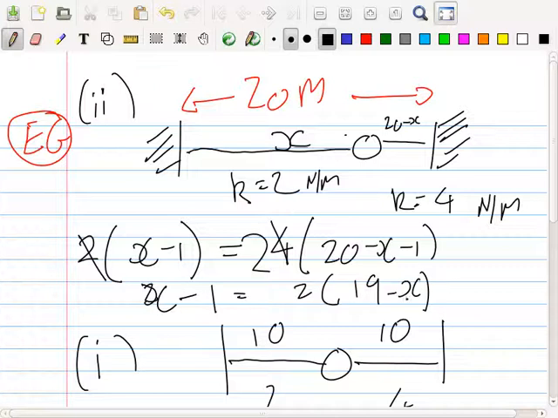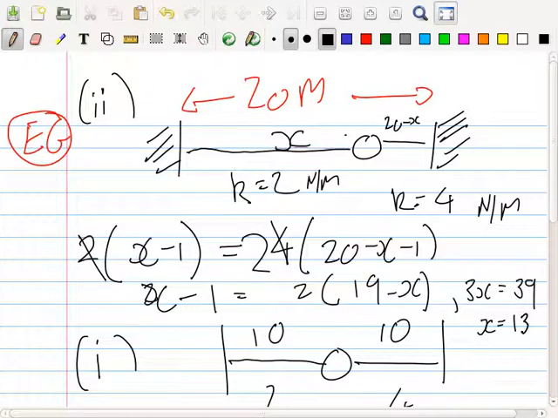So what do I get here? I get minus 2x, so I get 19 minus x. 3x equals 38 plus 1, 39. What is 2 multiplied by 19? 38. So x equals 13 meters.